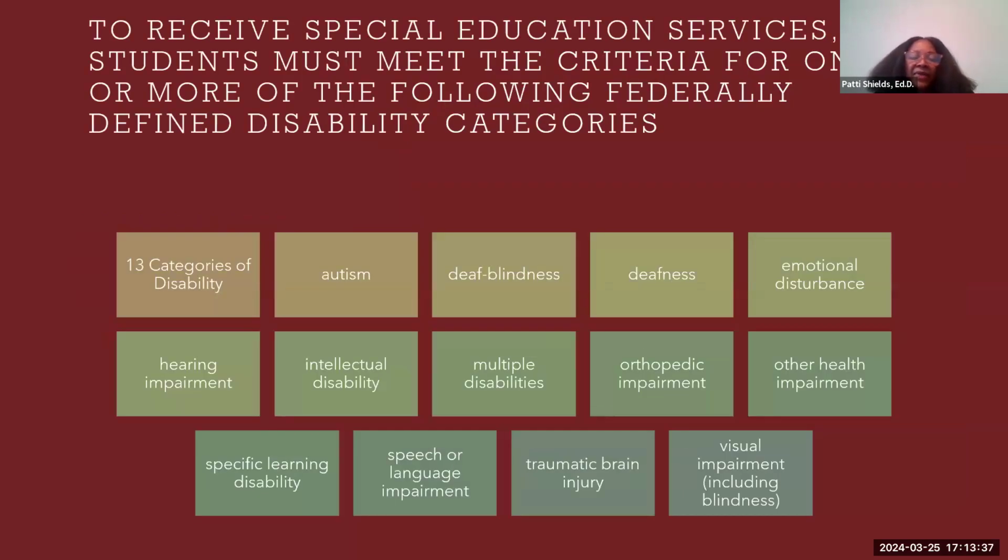And these are the 13 categories of disabilities that a student can be eligible for special education services. You have autism, deaf-blindness, deafness, emotional disturbance, hearing impairments, intellectual disabilities, multiple disabilities, orthopedic impairment, other health impairment, specific learning disability, speech or language impairment, traumatic brain injury, or visual impairment, including blindness.